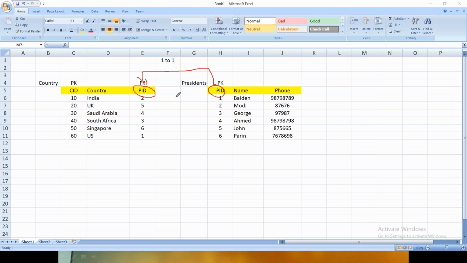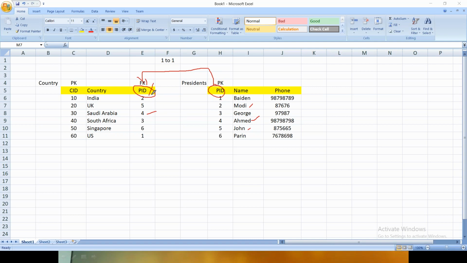So you can easily tell who's the president of India. President of India is 2. 2 means Modi. So who's the president of UK? UK is 5. 5 is John. So who's the president of Saudi Arabia? 4. 4 means what? Ahmad. So like that, we can have a lot of information by creating this relationship, right? So any table's primary key can become a foreign key in the opposite table.